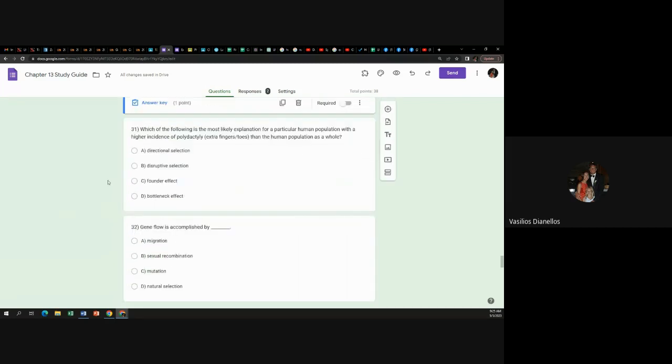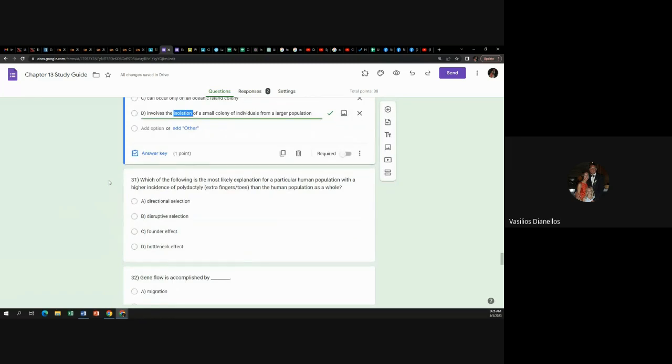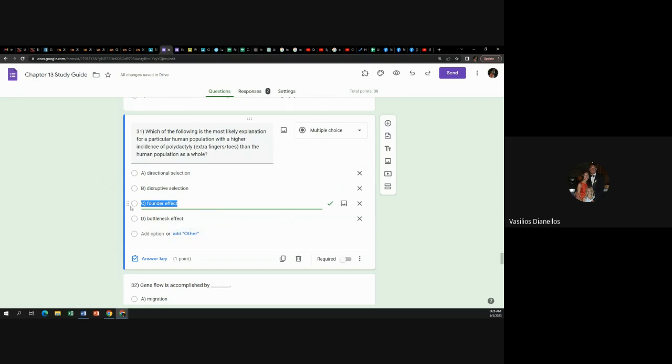Anyway, which of the following is the most likely explanation? Oh, here we go. Speaking of the Amish community, which of the following is the most likely explanation for a particular human population with a higher incidence of polydactyly, which is what the Amish do have? There's a higher percentage of people with extra digits in Amish people as compared to the rest of the population. And the answer is, again, founder effect. Because just by chance, the people that founded the Amish community had a slightly higher percentage of people with polydactyly, and it's stuck. Now that's set the course for the rest of their evolution. Any questions about that?